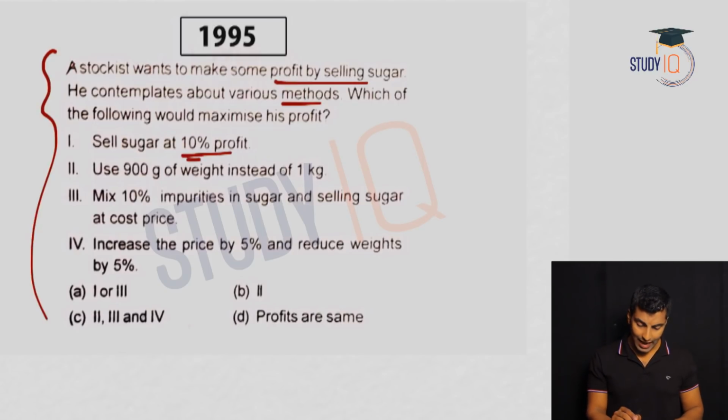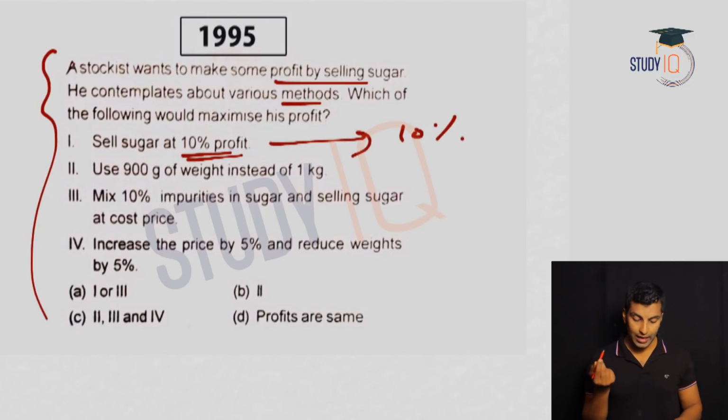See, the first case directly tells you that you will get 10% profit. Sell sugar at 10% profit. So here profit percent is 10%. Now use 900 gram of weight instead of 1 kg. So here you are selling 900 gram instead of 1 kg. So what is the profit? The profit is actually 100 gram.